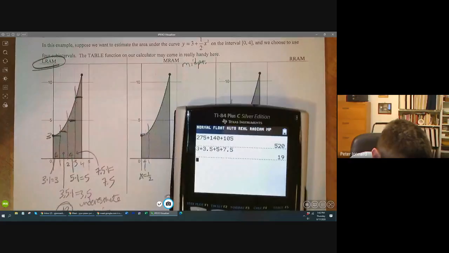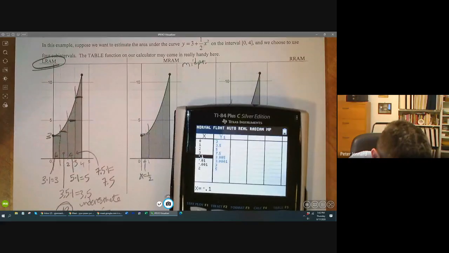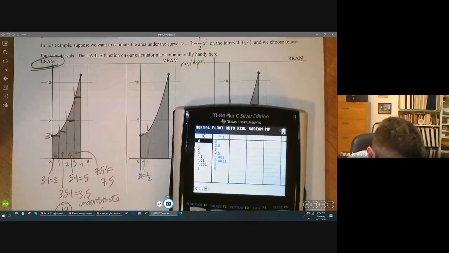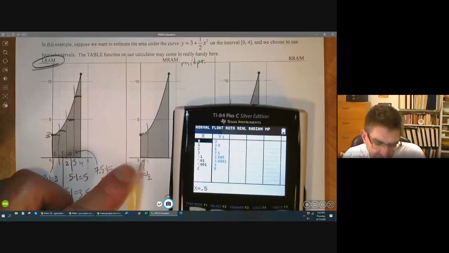But if I go back to my table and I type in 0.5, that's the midpoint of this interval.